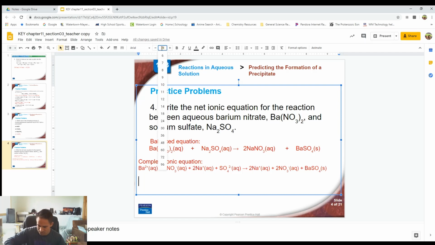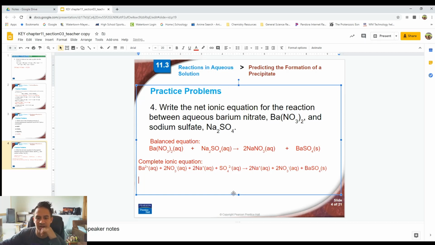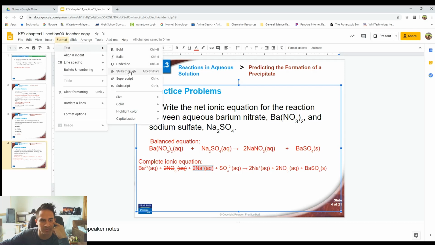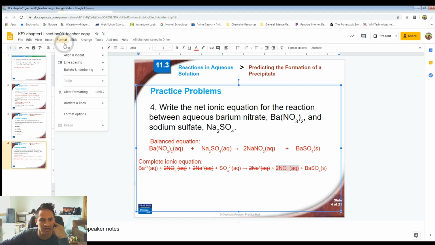And then the last part here is to write our net ionic equation, which is removing the spectator ions and only writing what we have left. So if we look at our complete ionic equation, we have 2 NO3 minuses on the left, 2 NO3 minuses on the right. So that's a spectator. We have 2 Na plus ions on the left and 2 Na plus ions on the right. That's a spectator. So we can cross these off, straight through. And then on this side, we'll cross these off too. And then everything that we have left is what we're going to write out for our net ionic equation.